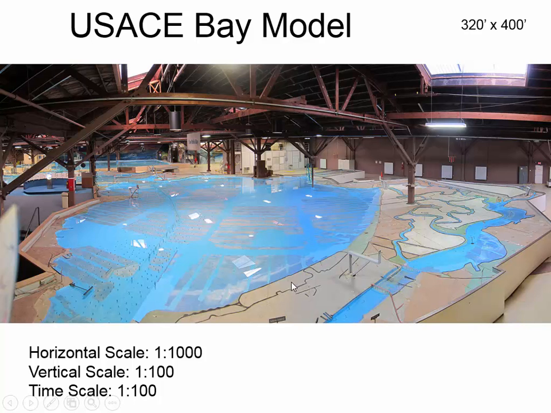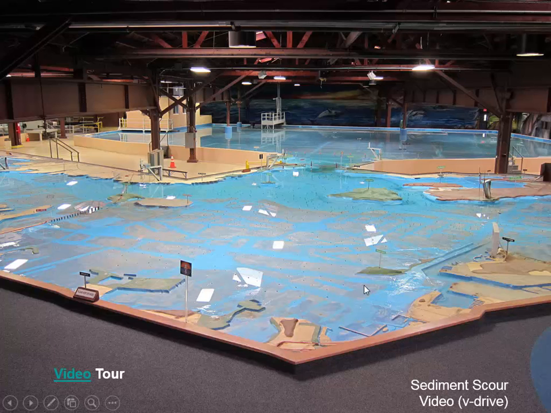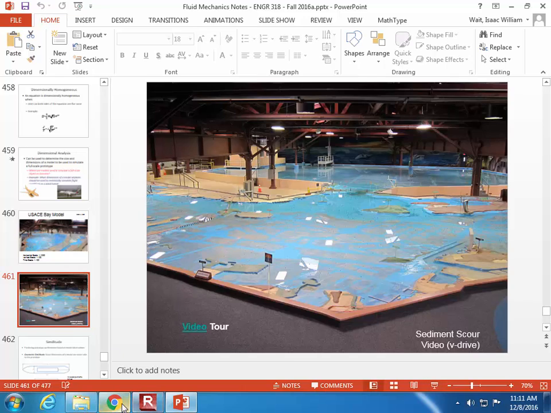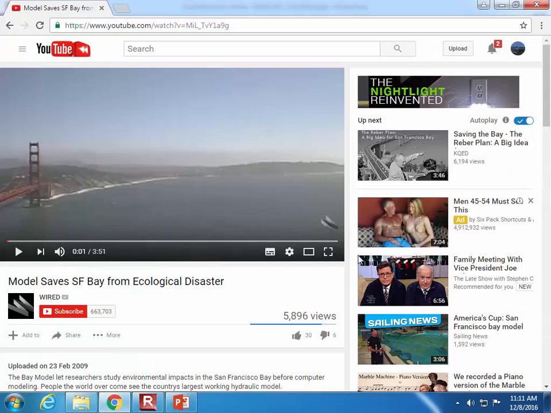It's all indoors. And there is a video that just gives a brief overview of that physical model, and we'll take a look at that just so you can understand it better.